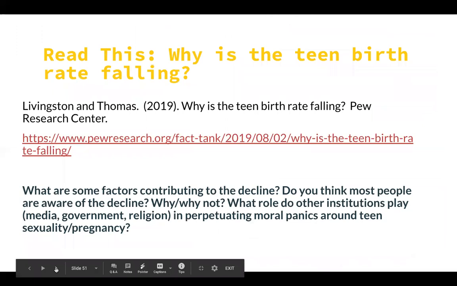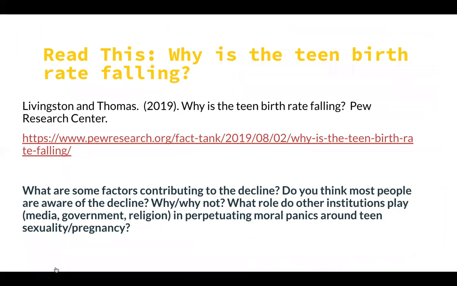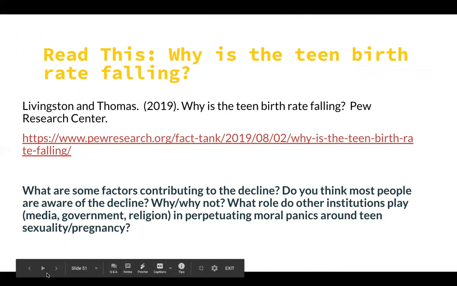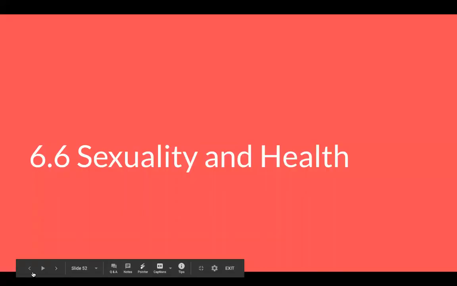So I do have an article that I want you to read that sheds more light on this. It's from the Pew Research Center, and it's called "Why is the Teenage Birth Rate Falling?"